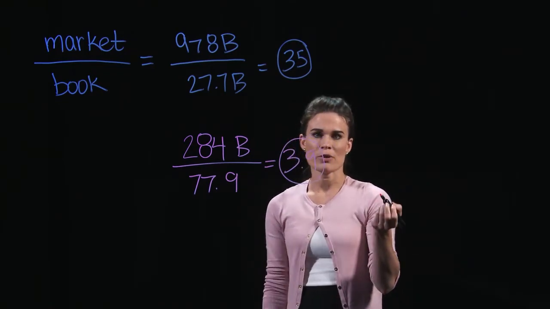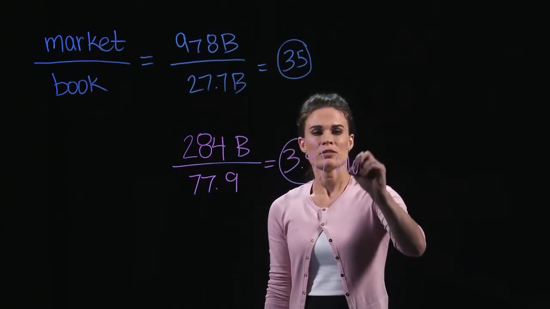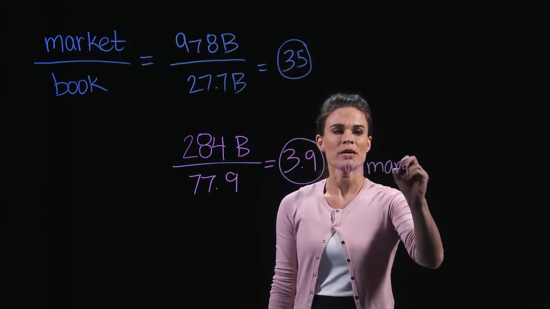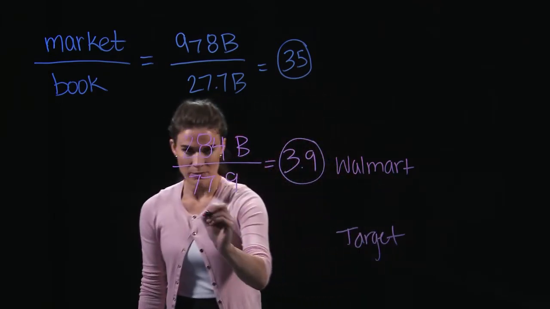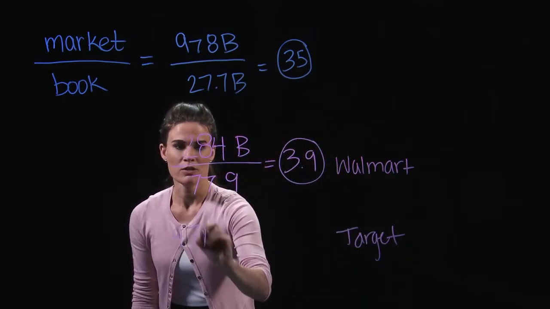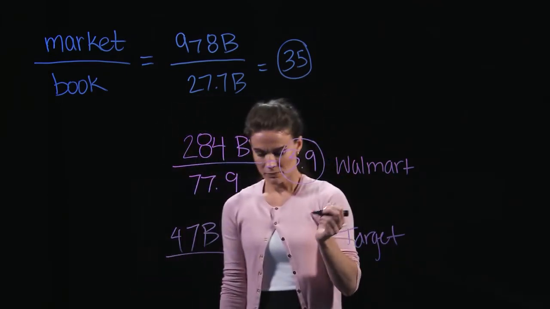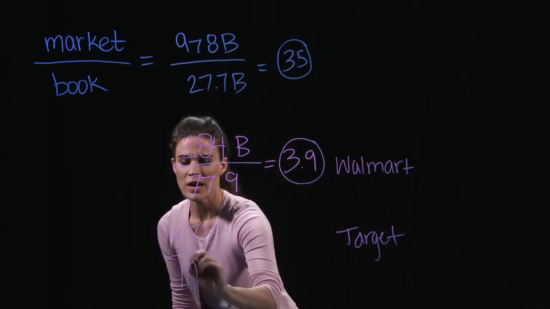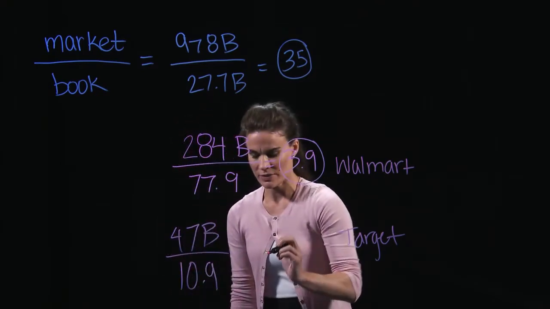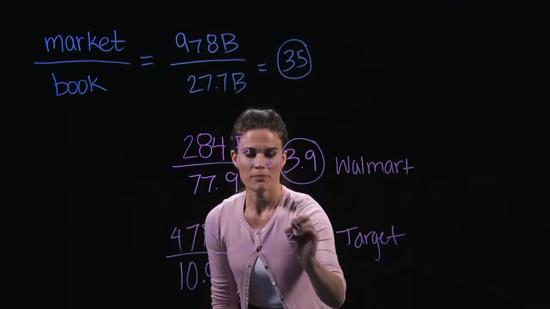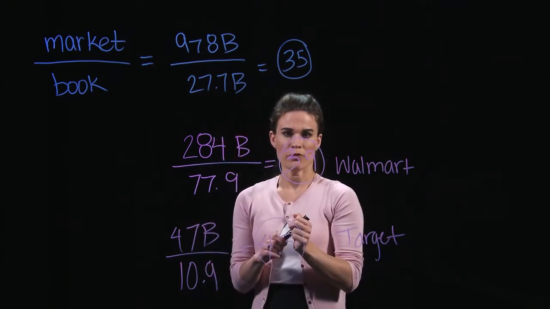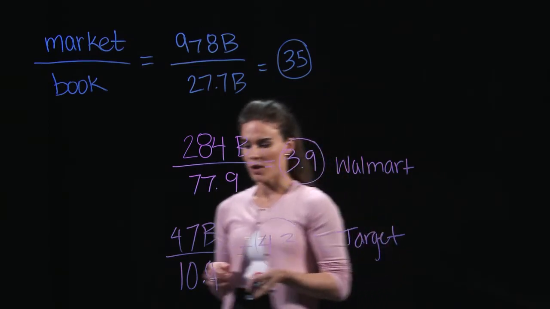If I look at another example, a competitor to Walmart, we can look at Target. Target currently has a market capitalization of $47 billion. And they have a book value of equity on their GAAP balance sheet of 10.9, which gives them a market to book ratio of 4.3, so a little bit higher than Walmart.